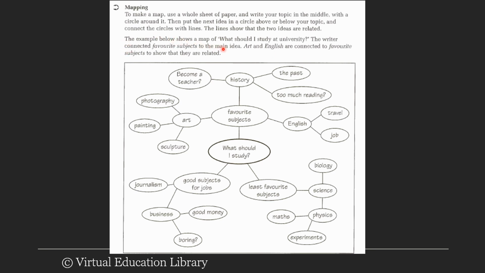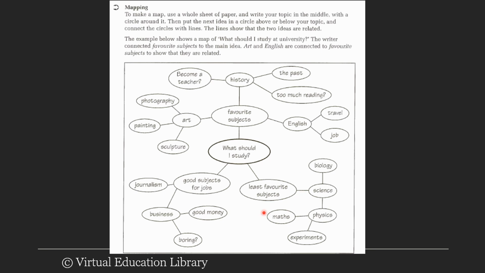The example below shows a map of what should I study at university. The writer connected favorite subjects to the main idea. Art and English are connected to favorite subjects to show that they are related. So what should I study? Then good subjects for a job, at least a favorite job. So first the student has thought about this, then favorite subjects. So within good subjects for jobs are journalism and business. So business generates good money, but it is boring. So these are the ideas.